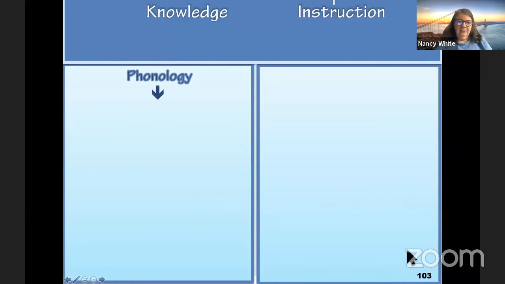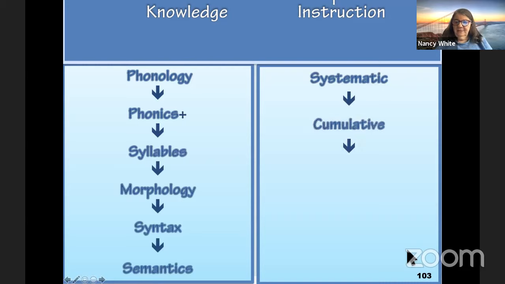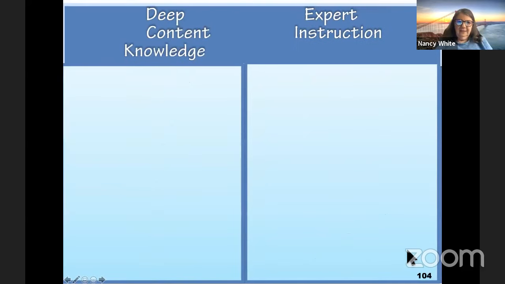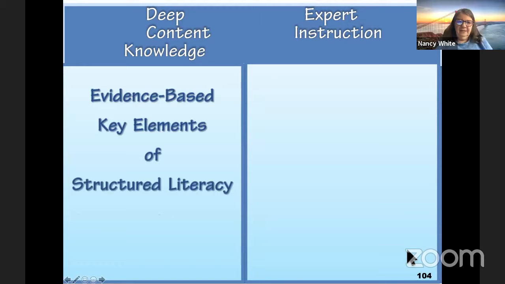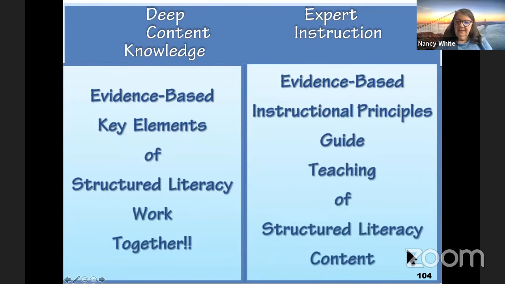Okay, so phonology, phonics, syllables, morphology, syntax and semantics; systematic, cumulative, explicit, multimodal, diagnostic. Evidence-based key elements of structured literacy work together, understanding and integration, comprehensive and deep. Evidence-based instructional principles guide the teaching of structured literacy content. It works because of all the pieces. When I was doing my dissertation, I kept being told, you need to choose the little piece that makes it work. It's not the little piece that makes it work. It's all the little pieces working together that make it work.